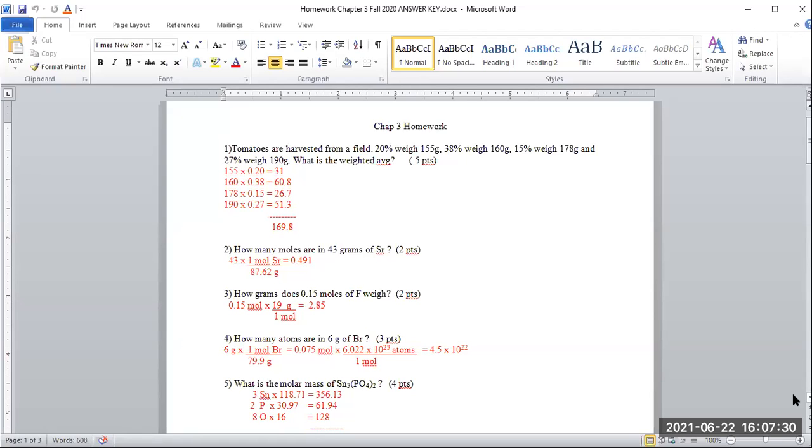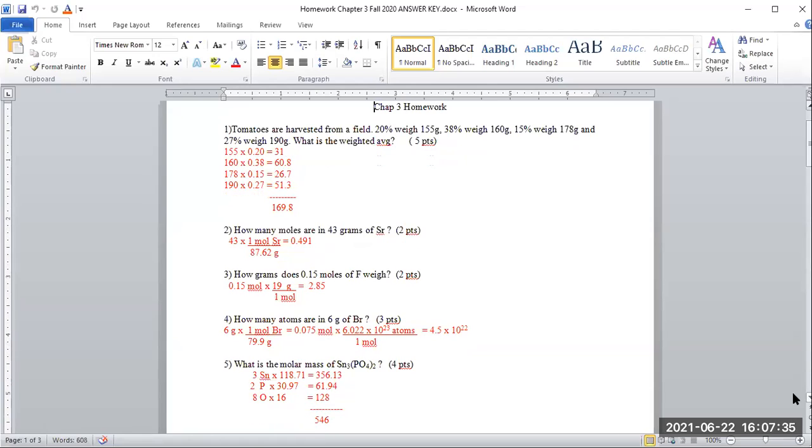So look at the math here in that you must take the mass in grams and then move the decimal place on your percentages. So instead of 20%, you're multiplying by 0.2. Instead of 38%, you're multiplying by 0.38, etc. Multiply across, that gives me my four values, 31, 60.8, 26.7, and 51.3, and then total them.